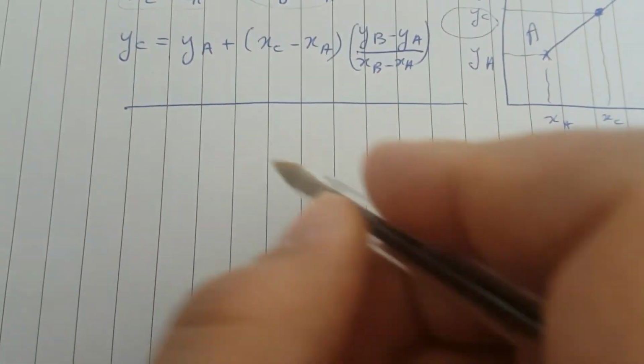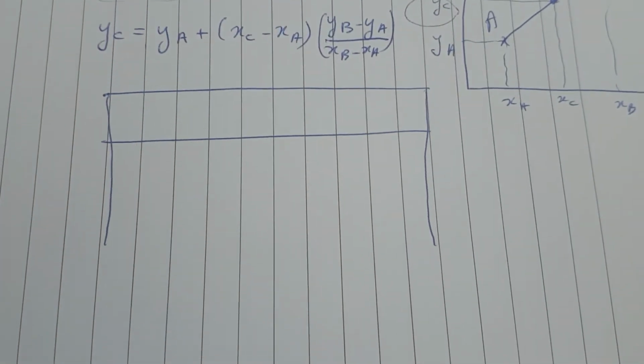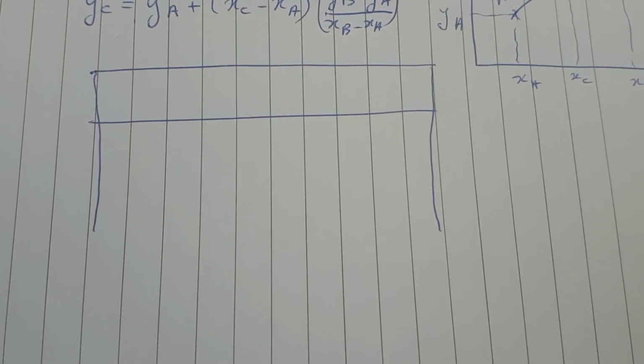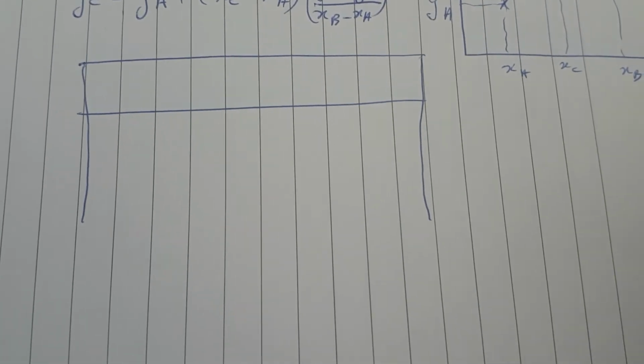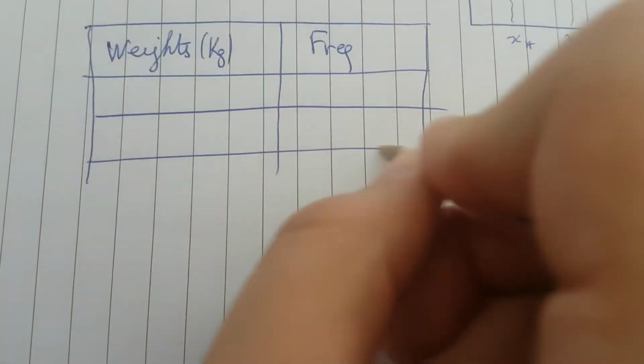So let's say we have this table that is a stats question, an A-level stats question. It comes at the start, when we're talking about measures of location and spread, and one of the measures of location is the median, which is one of the central tendency measures. Let's say we have here weights in kilograms, and let's say we have the frequencies.